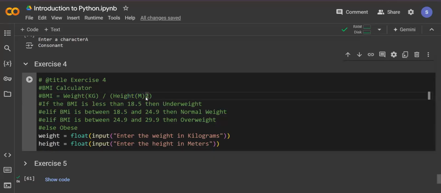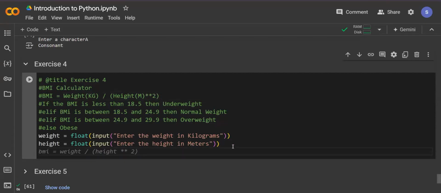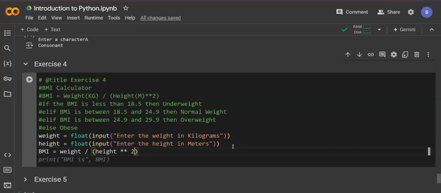For square, what operator am I supposed to use in Python? Anyone in the chat box? Let's see who remembers the operator. Yes, exactly, it is the exponent operator. Yes, Karima, very good. So I'll use the exponent operator to find the BMI. BMI is equal to weight divided by height in meters squared, right?